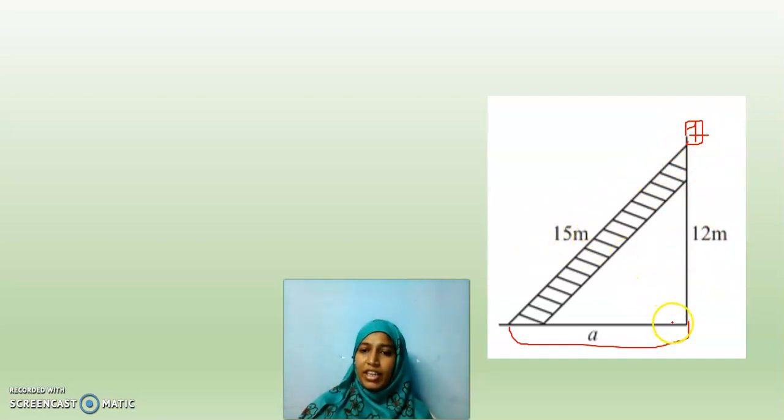Now do I have a right triangle or not? See here, this wall and the floor are at right angle. So I can make use of Pythagoras property. Here we know hypotenuse is 15 meter. So am I going to subtract or add? Yes, we are going to subtract the squares of these two values. Okay, shall we do it now?